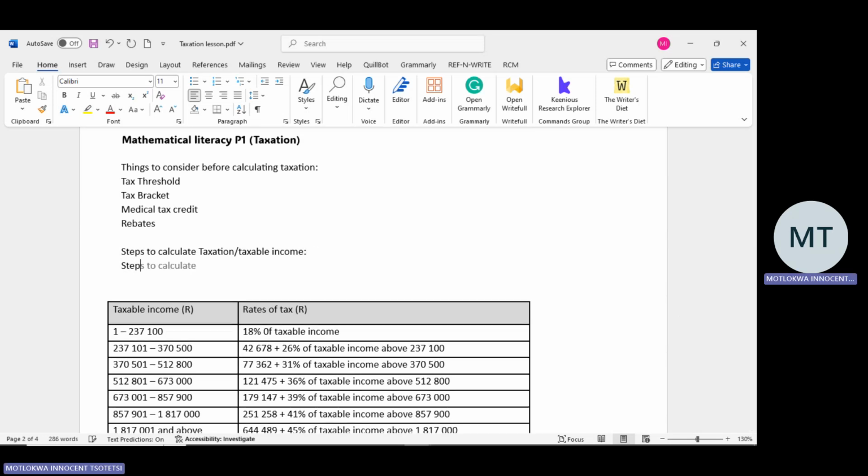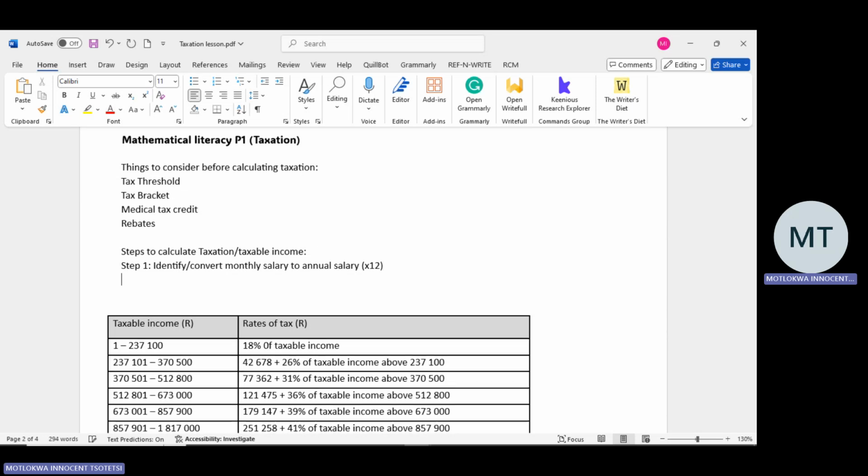Step number one is where we identify or convert the monthly salary to the annual salary. If you are earning a monthly salary, in step number one we identify your annual salary by multiplying by 12. As you know, a year has 12 months, so we multiply by 12.